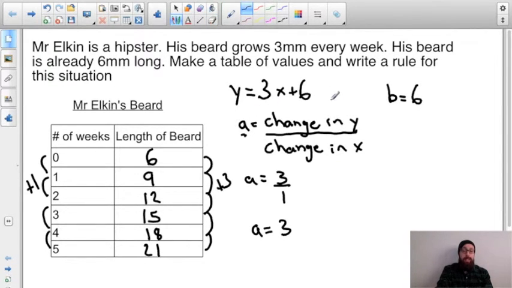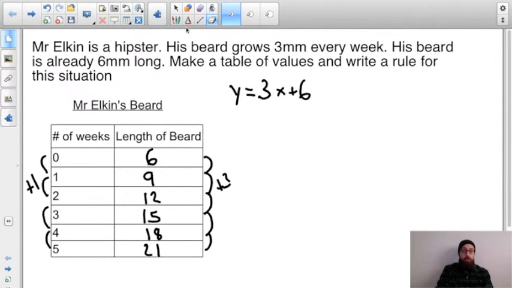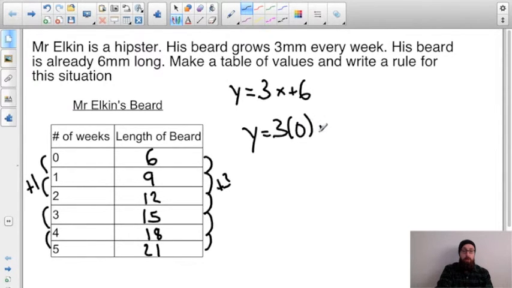But now we still need to test it. We need to check it. We talked about this. So let's just erase this stuff. Alright, so let's go and look at 0. So y is equal to 3 times 0, from our column here, plus 6. Well, 3 times 0 is 0, plus 6, y is equal to 6. So when x is 0, y is 6. Well, we have the same thing. So let's try a different one. Let's see if it's 2.